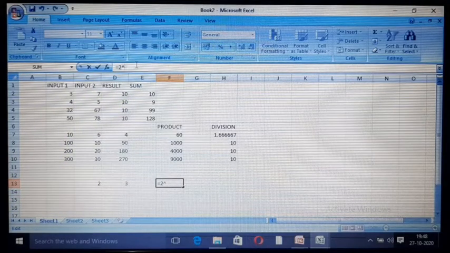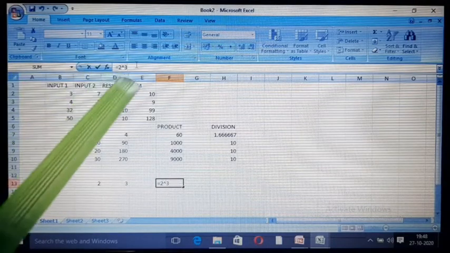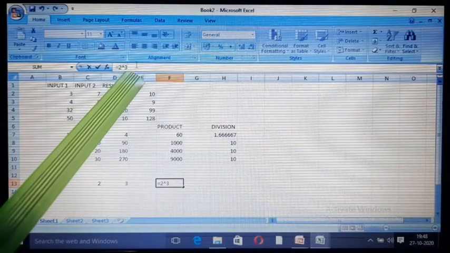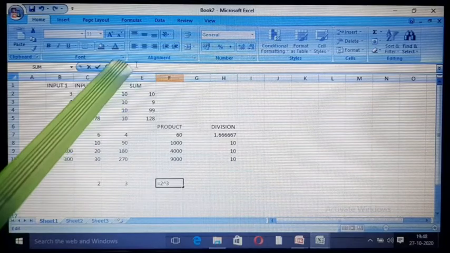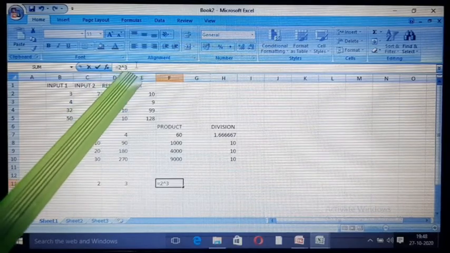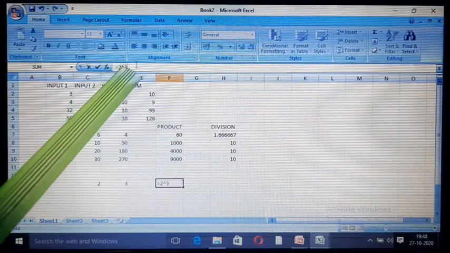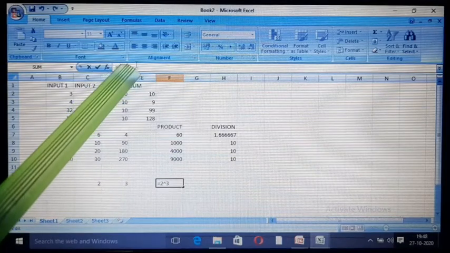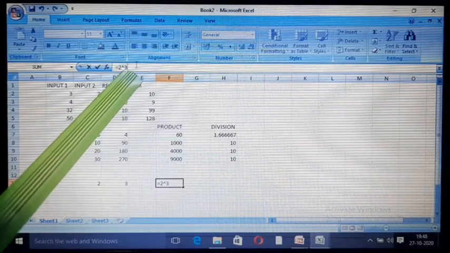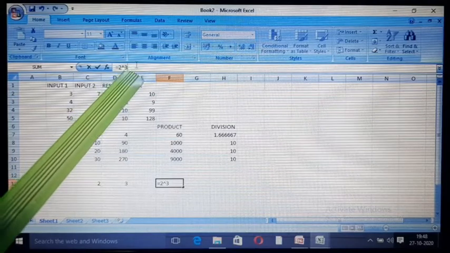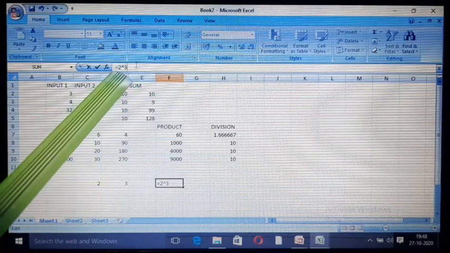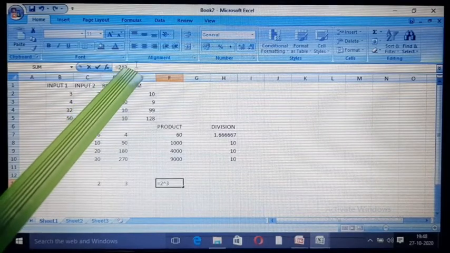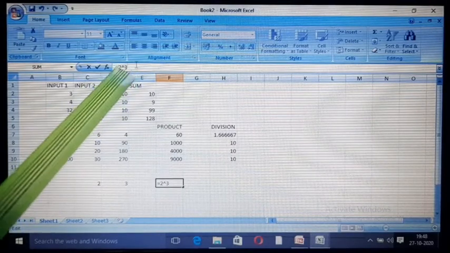Now you write here 3. Now this means 2 to the power 3, or 2 raised to 3. That means 2 cube. Whatever number we are writing after the caret sign is the exponent, and before the caret sign is the base. So 2 is the base, 2 to the power 3, 2 cube, 2 raised to 3.